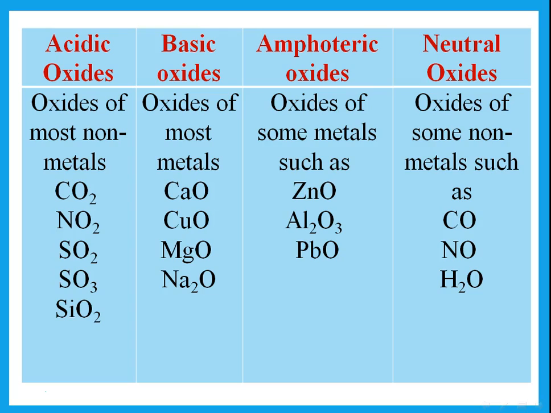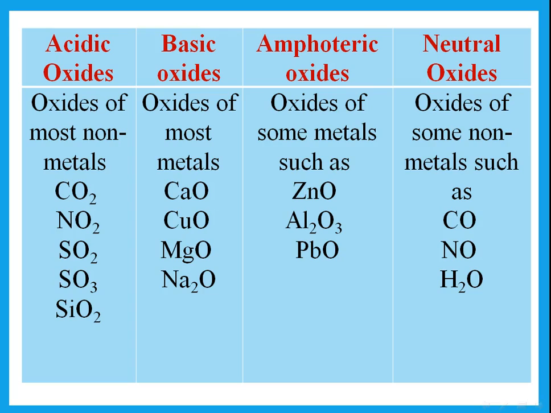I said that something that has O or OH should be a base. Something that has H at the beginning is an acid. But actually that is not completely true. So, oxides or hydroxides. So we're talking about oxides now. Some oxides are actually acidic, some oxides are basic, some oxides are amphoteric, some oxides are neutral.